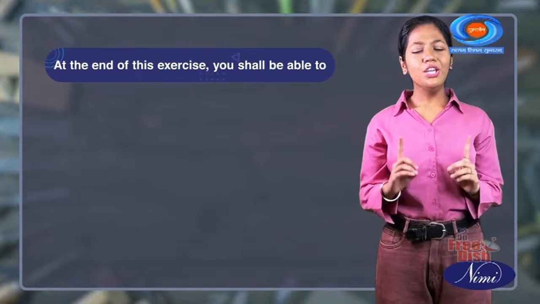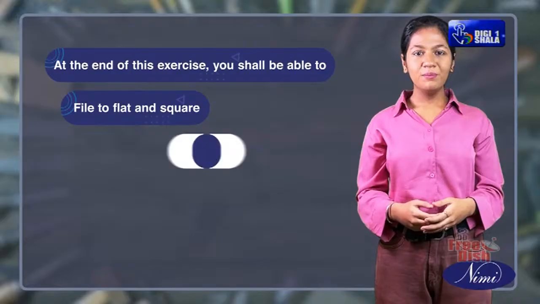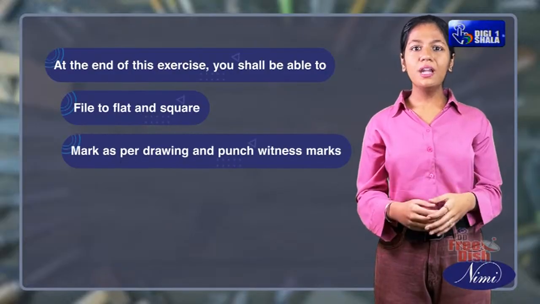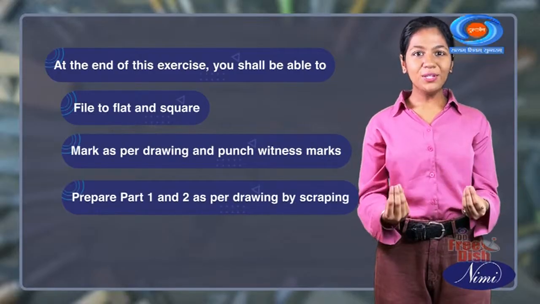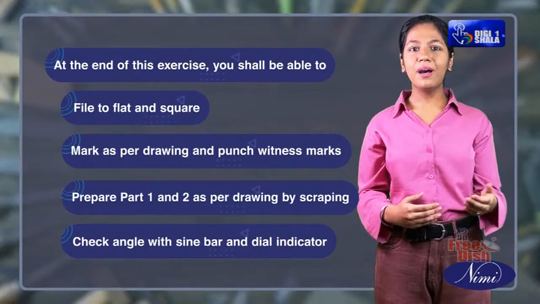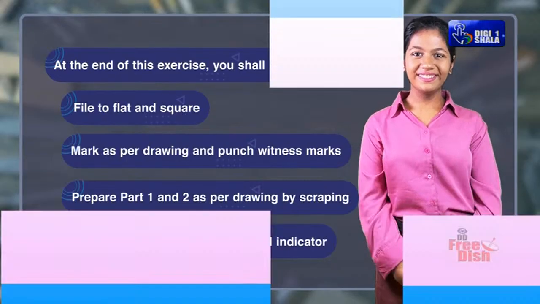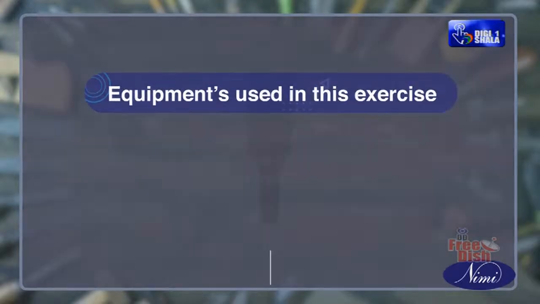surface. At the end of this exercise, you shall be able to file to flat and square, mark as per drawing and punch witness marks, prepare part 1 and part 2 as per drawing by scraping, and check angle with sine bar and dial indicator. This topic involves the use of several tools and equipment. Here are the main tools commonly used.